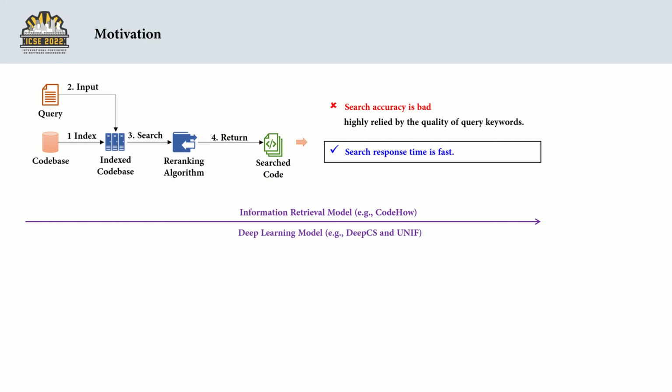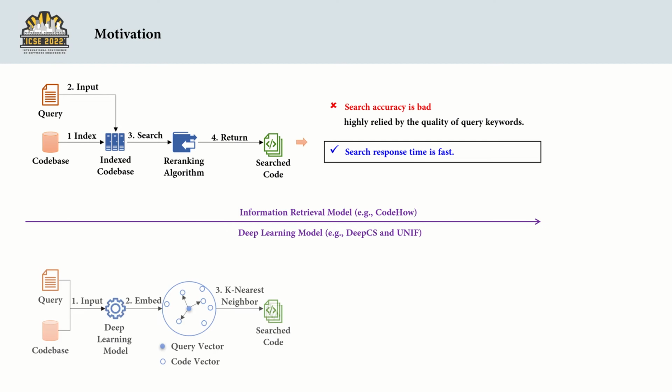In recent years, deep learning techniques have been successfully applied to the code search task to solve the semantic gap between the natural language query and the programming language. Generally, the deep learning model works in 3 steps. A model takes the query and codebase as input and embeds them into a shared high-dimensional vector space. By calculating the cosine similarity between the query vector and the code vectors, the model can return the top code vectors nearest to the query.